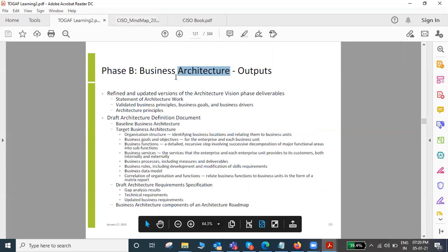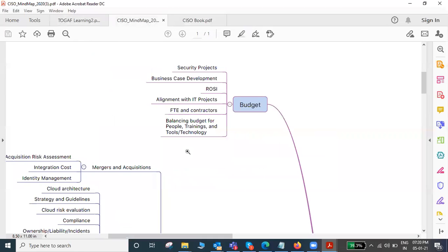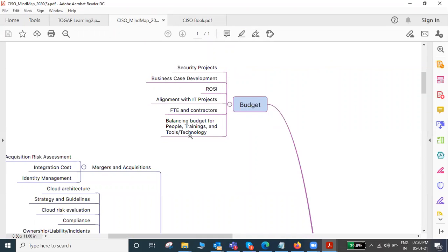I'm talking about this from a TOGAF point of view. Yes, it's good that you need to understand the business prospects. But what about the CISO mind map, which is the budget allocations? As a security professional and TOGAF professional, you are concerned with architecture design, which is good. But suppose you have your own business and you are creating all those things. What about some other stuff? Budget allocations, security project business case development, return on investment, ROI, elements of IT projects, FTE and contractors, balancing budget and people planning, and tools and technology.